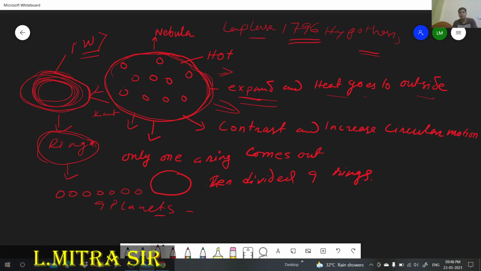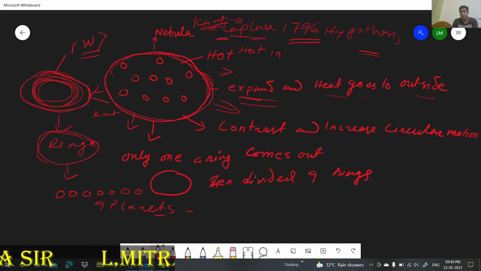Actually this is a theory similar to what was explained by Kant, but there is a difference: Laplace first tried to abolish the criticisms that came against Kant's hypothesis. First criticism: Kant discussed a cold nebula that was motionless, but Laplace said it was hot and in motion. Speed was there. So one by one he discussed these.